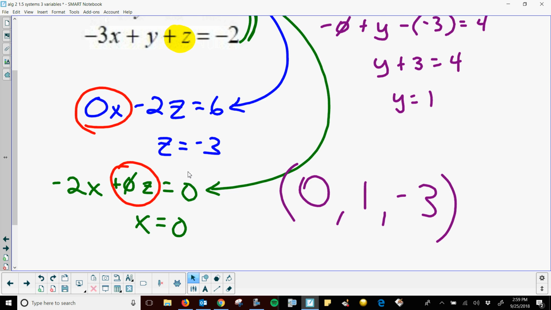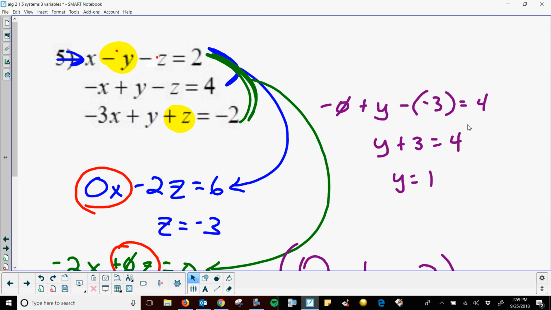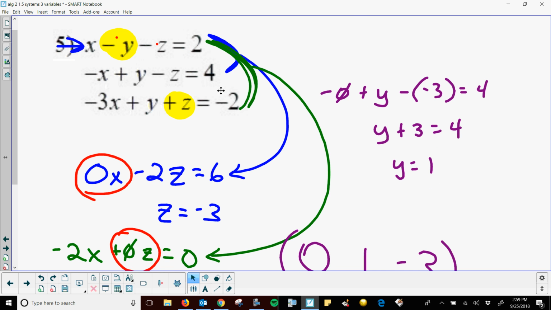Once I have X and Z, we chose the middle one, plug in and solve. Like, you have options. Now, I could have done it with Z, and I would have still gotten kind of the same thing. Either way you do it, it's going to end up working out.